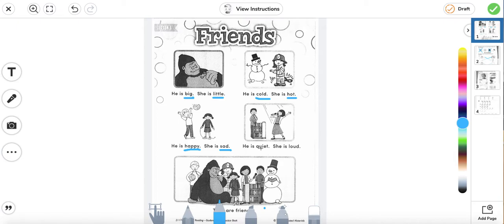The next picture shows us a picture of a boy at the library and he is quiet. What is the opposite of quiet? Loud. And you can see in the picture the girl is being loud. So those are some other examples of opposites.